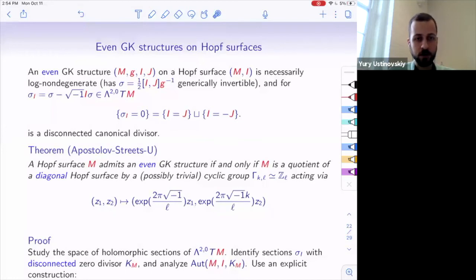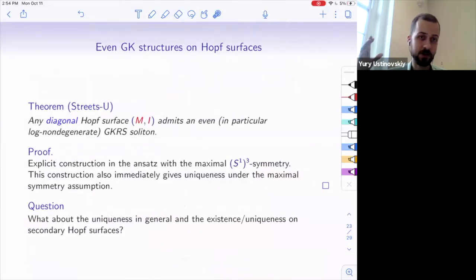And again, to prove non-existence on the other ones, you need to understand which ones admit canonical divisors with disconnected zero divisor, and to understand the automorphism group of this divisor. And to get the existence, so why there exists a generalized Kähler structure on any of those, it's actually a bit tricky, and I don't know an easy argument. The argument which we end up having is actually constructing solitons right away.